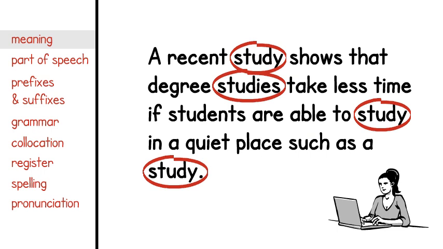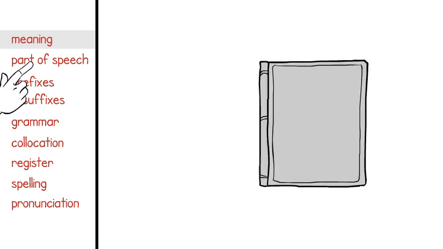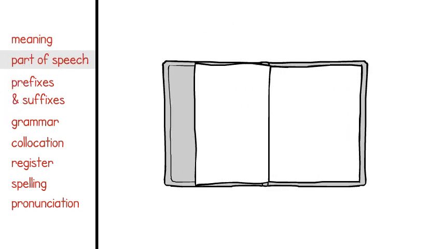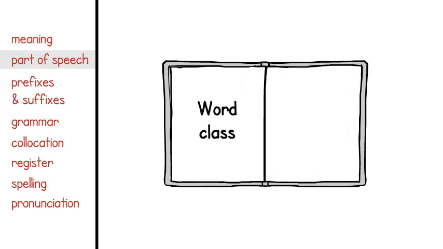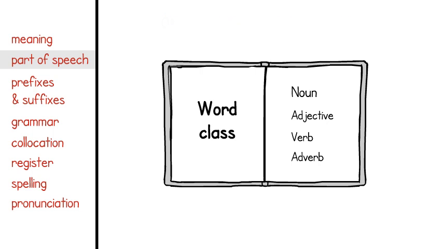This takes us to our next point, a word's part of speech. In some grammar books, this is called word class. It means knowing if a word is a noun, adjective, verb, or an adverb. Knowing a word's part of speech helps you understand how to use that word in a sentence.